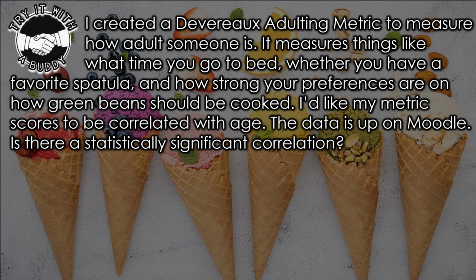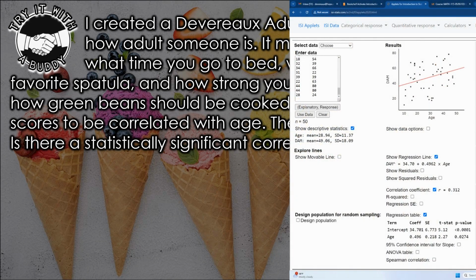Here's what I got. When I put the data in, it looks pretty scattered, but my regression table shows me that the p-value is in fact less than 0.05. So I do have strong evidence that there actually is a correlation, giving me some confidence that, yes, it looks like as age goes up, so does my Devereaux adulting metric as well.